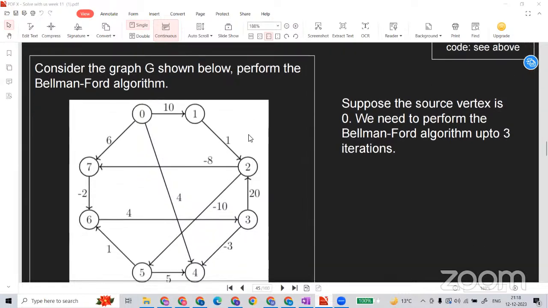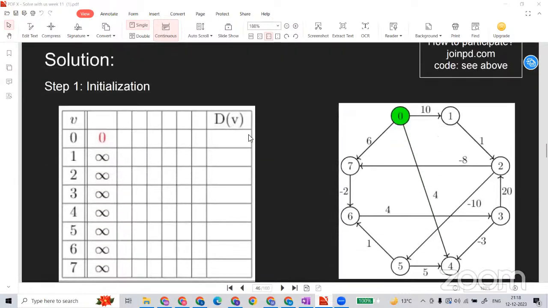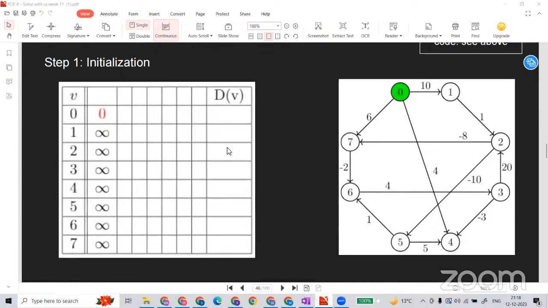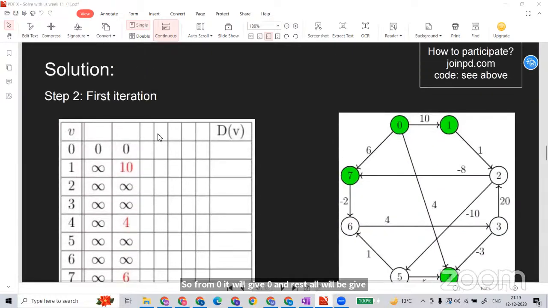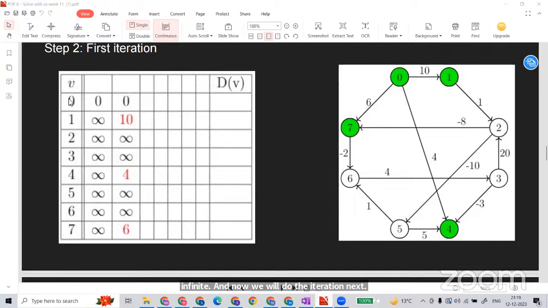Okay, so let's do this one, the Bellman-Ford algorithm. This is the box thing. dv starts from 0 and we want to iterate 3 times, right? So what is the algorithm? If you remember the Bellman-Ford algorithm, when initializing from 0, the source gets 0 and the rest all get infinite. Now we will do the iteration next.